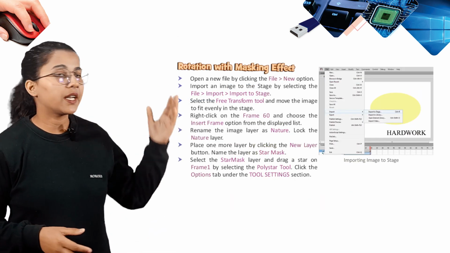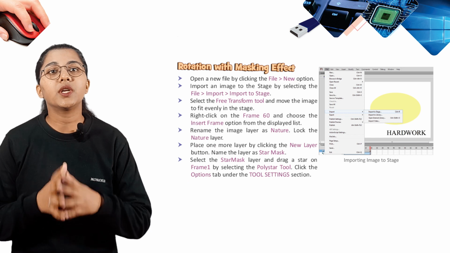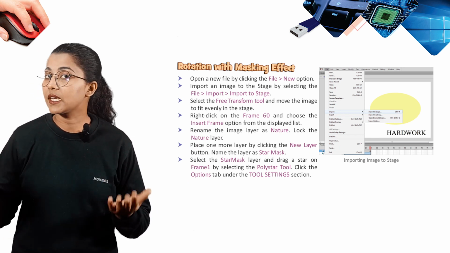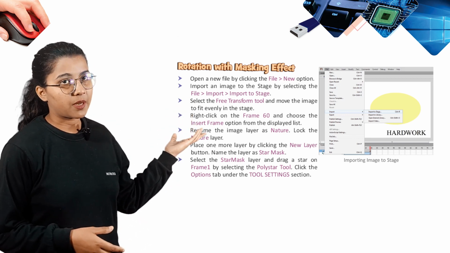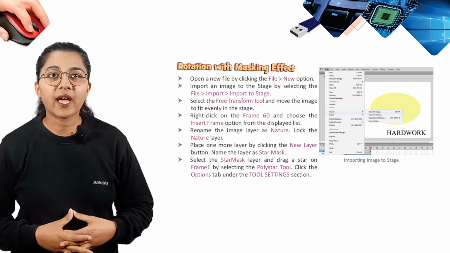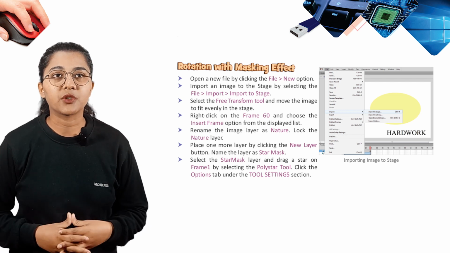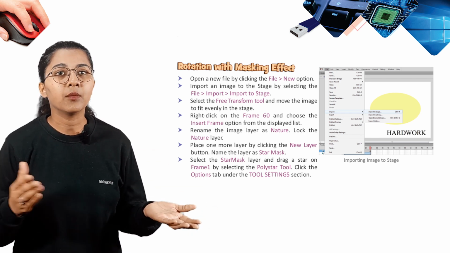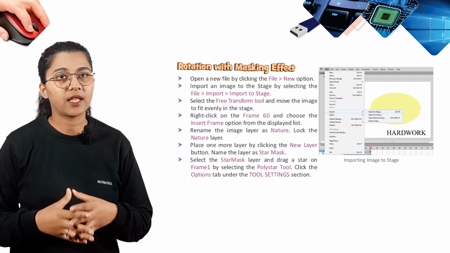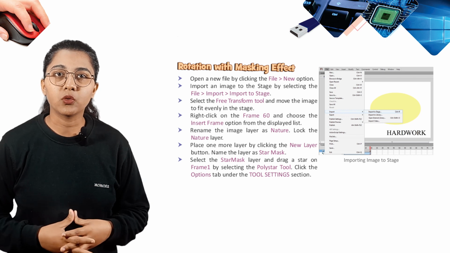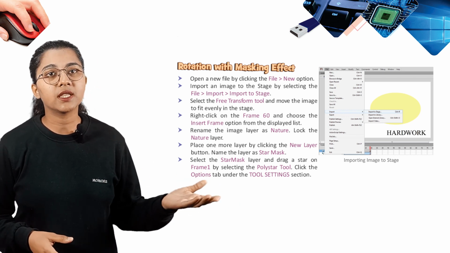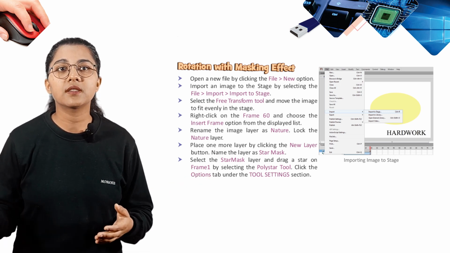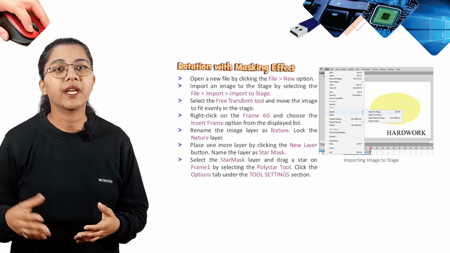Now here we have our next topic, that is rotation with masking effect. How will you rotate with masking effect? Let's read some steps. First, open a new file by clicking the File, then New option. Then next, import an image to the stage by selecting File, Import to Stage. Then select the free transform tool and move the image to fit evenly in the stage. Then next, right click on frame 60 and choose the insert frame option from the displayed list.